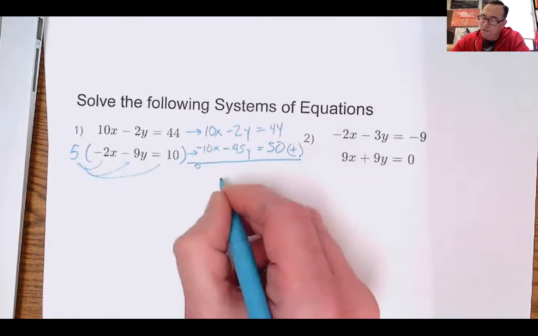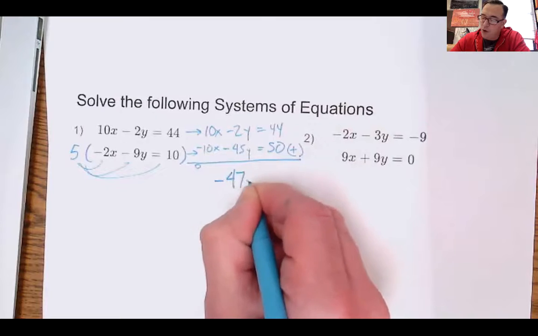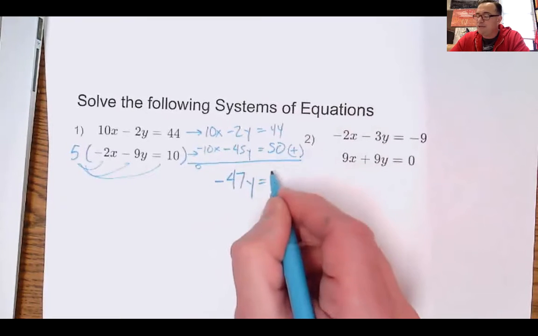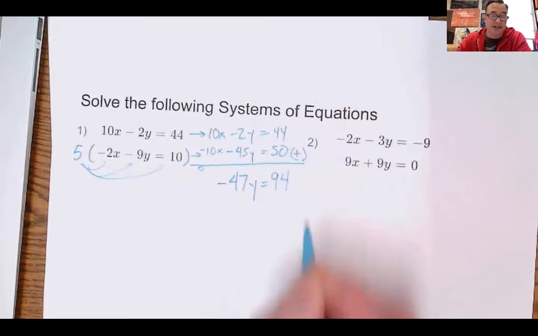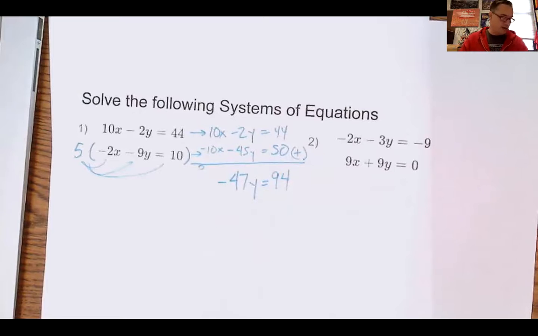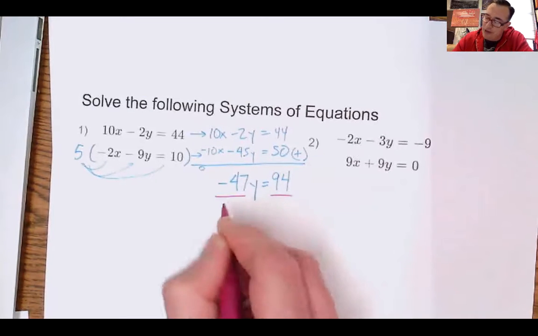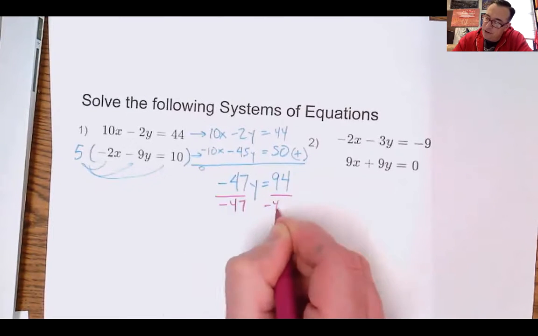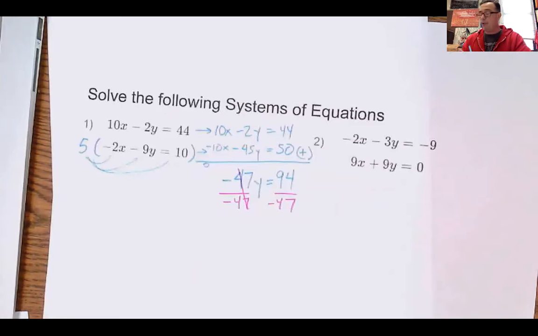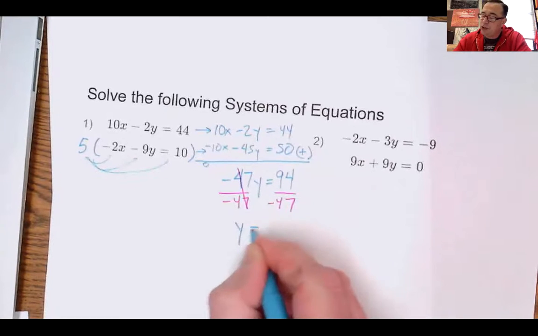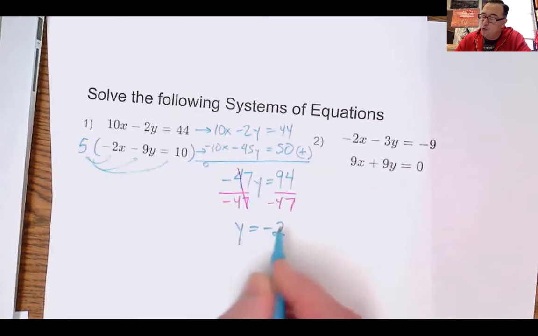-2y plus -45y is -47y. And 44 plus 50 is 94. That actually does divide evenly. Thank you, Michener, for creating a problem that we can solve. Okay, now that I have an equation and I have eliminated one of the variables, I will solve by dividing both sides by that coefficient, -47. This will cancel, and I will get that y is equal to -2.